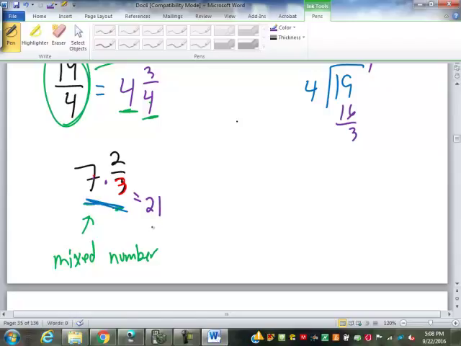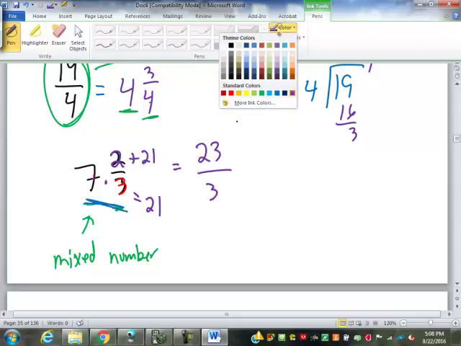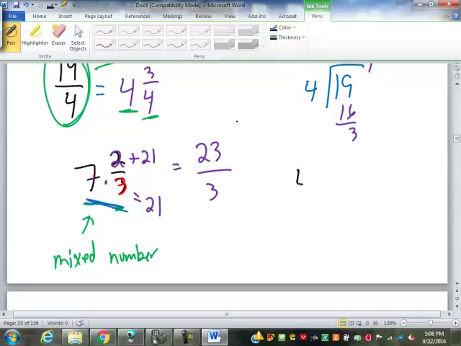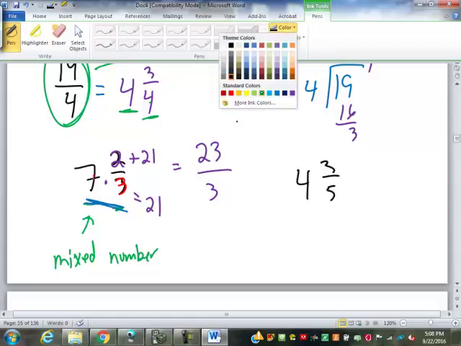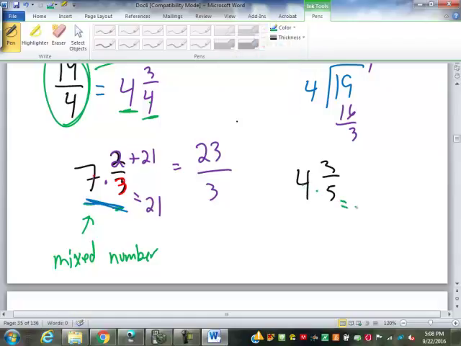Did we have any pieces before? Yeah, we already had 2 pieces. So we add the 21 to that to get 23 thirds. So let's say I have 4 and 3/5. 4 times 5 is 20. So I broke the 4 whole objects into 20 pieces. I already had 3, so 3 plus 20 is 23 over 5. Any questions?